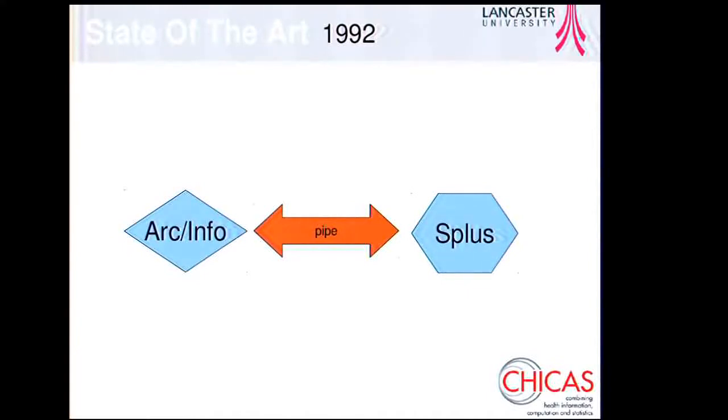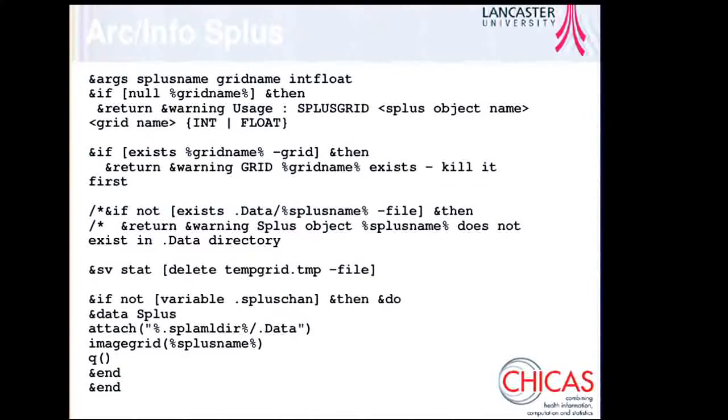So this kind of pipeline backwards and forwards, and I used something actually called a Unix pipe, which some of you might know if you use Linux and Unix. Very nice kind of two-way interface between two packages, and that involved writing ArcInfo AML.